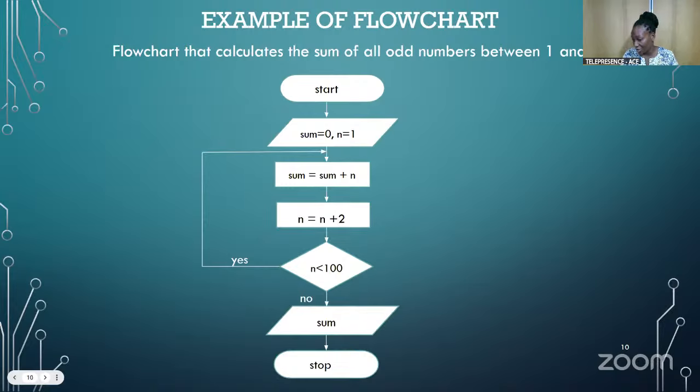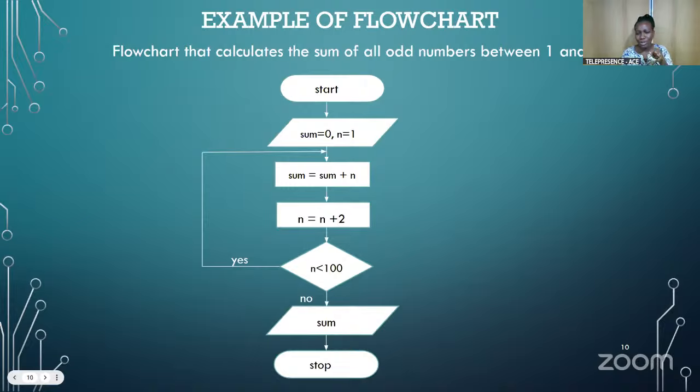It's a repetitive addition for these odd numbers. Now it's a rectangle because it's a process, an addition process. After you have added that, the sum is now sum plus n. Now your n will be updated because we are looking for odd numbers. So your n will be updated as n plus 2. That is also a process. Now you continue down, and your n will keep increasing.